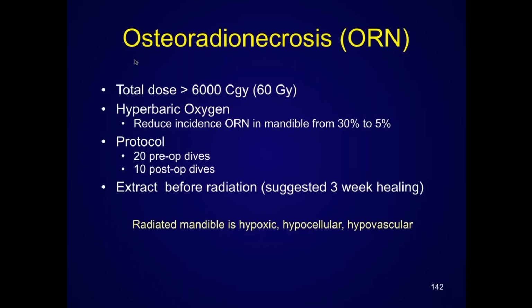I think I'd be remiss if I didn't just hit the high points of you have to know how high a dose the patient gets. So it's usually about 6,000. You have to know what the role of hyperbaric oxygen is, because remember, these are the patients that are hypovascular, hypocellular, hypoxic. And then everybody seems to follow the Marx protocol. So the basic protocol is 20 pre-op and 10 post-op dives. And there's a magic time. If you have to do your surgeries before radiation, it's minimum 3 weeks. That is the recommendation from Marx. It's not 2 weeks, it's not 1 week, it's not 6 months, it's 3 weeks, okay?